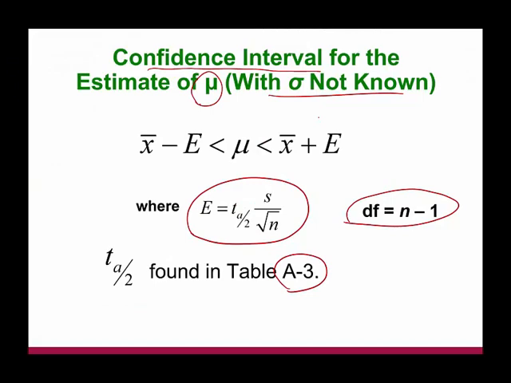Then once you have a margin error, using sample mean minus margin error, that's what we call the lower limit. And then sample mean plus margin error, that's the upper limit.